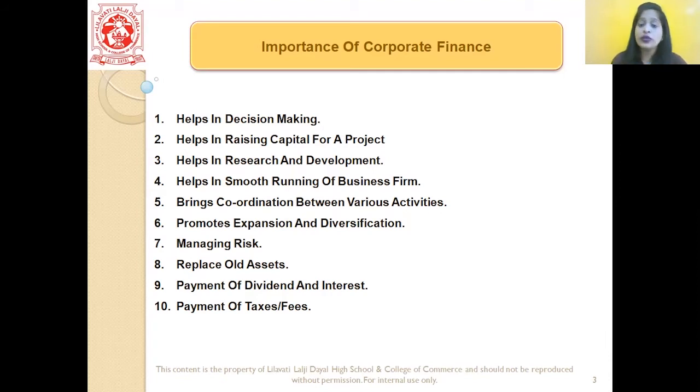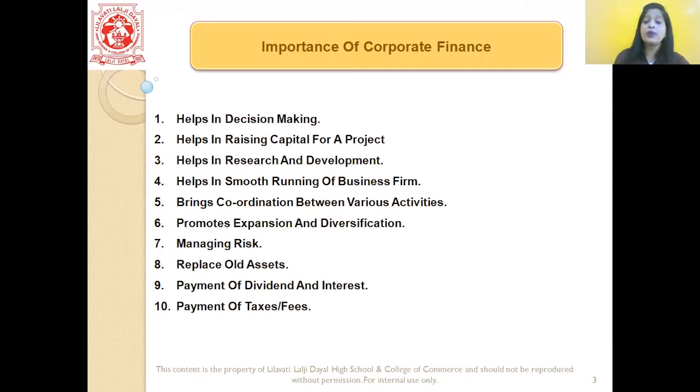Next one, managing risk. So students, a company has to manage several risks. The risk can be a sudden fall in sales, loss because of natural calamity, or workers can go on strike. So to manage this risk, finance is required at every stage.